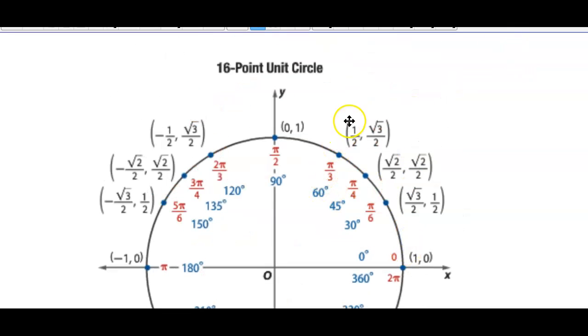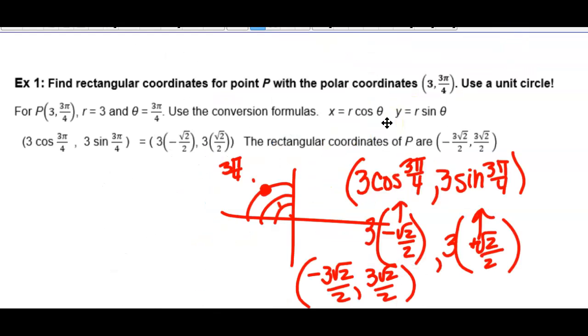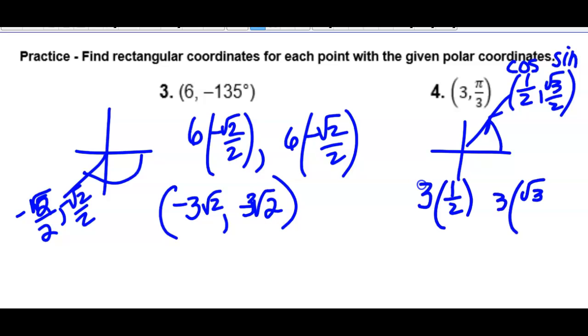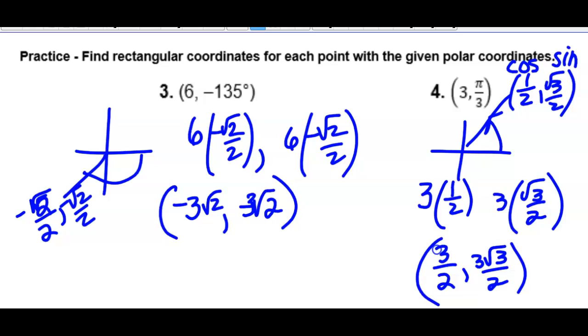Right up here at pi over 3, we have 1/2 and square root of 3 over 2. So this is cosine and sine. So we have 3 times the cosine and 3 times the sine. And we get 3/2, comma 3 square roots of 3 over 2 as the xy. All right, so that was polar to rectangular.